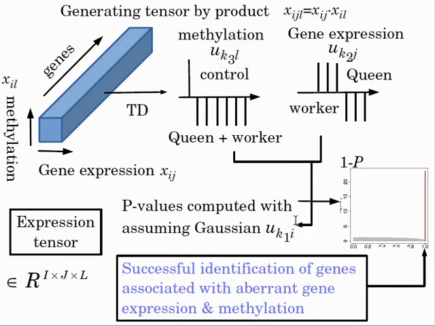Then we have selected the singular value vector attributed to genes corresponding to the selected singular value vectors attributed to methylation and gene expression, and applied a statistical test using chi-squared distribution. Then we can compute the p-values for each gene, and as we have done in PCA, we can select the genes which have very small p-values.